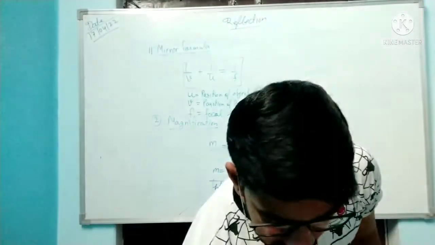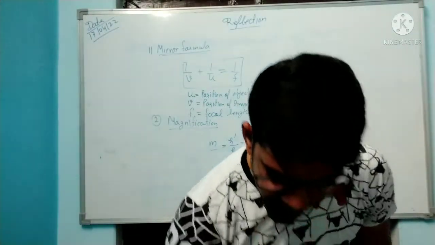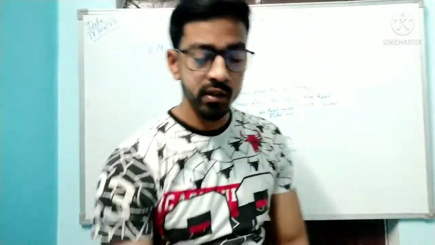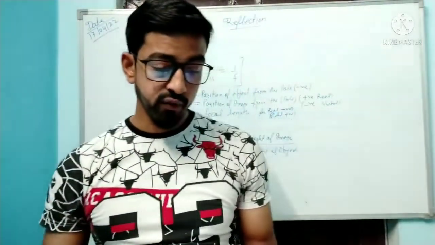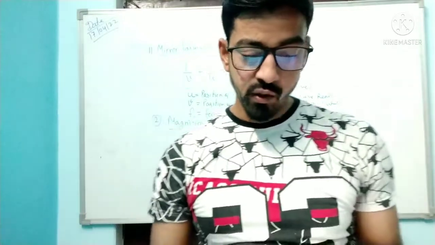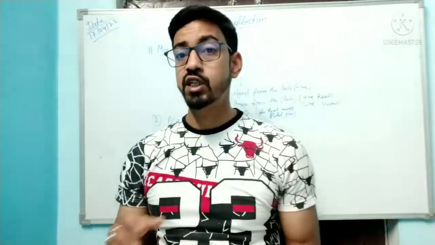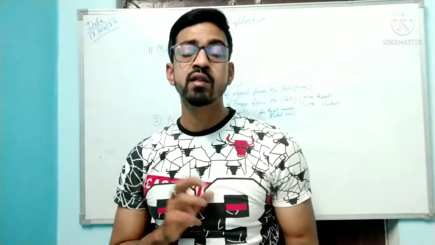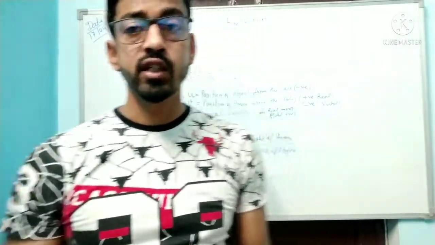Okay, now questions on page number 171. Find the focal length of a convex mirror whose radius of curvature is 32 centimeter. One more thing, we can also use the sign convention here, but leave it. Just remember the radius of curvature is 32 centimeter.